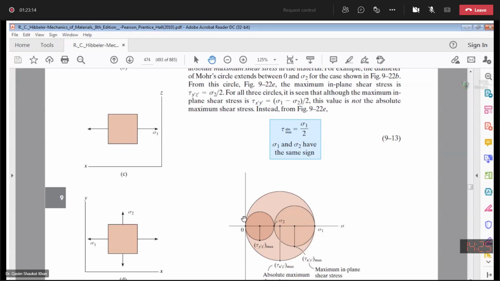ठीक है जी? 0 to sigma 1 is this outer circle, and this is your maximum in-plane shear stress, tau x dash z dash. ठीक है जी? So this is sigma 1 over 2. Agree with this second Mohr circle? Agree with this?